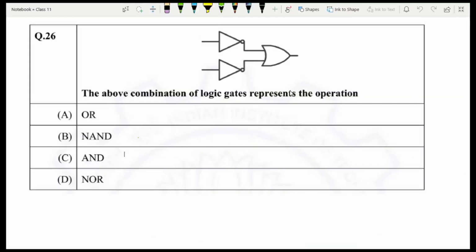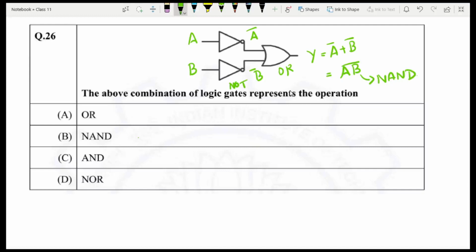In this question, they have given a logic gate and they have asked us to find what the output is. So let us take the inputs for the first gate as A and B. So this is a NOT gate. So its output is going to be A bar and B bar. So this is an OR gate. So output is going to be Y is equal to A bar plus B bar. That is nothing but A bar B bar the whole bar according to De Morgan's law. So this is the output of a NAND gate. So answer is option B.